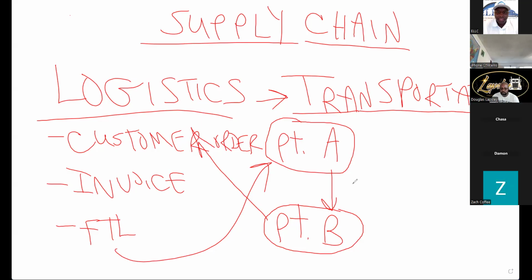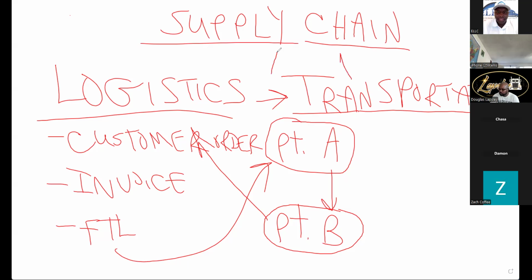Any questions there? The difference between logistics and transportation. So transportation is more specific with the trucks and the truckloads. Logistics is everything behind the scenes leading up to that. And it's all under the concept of the supply chain.